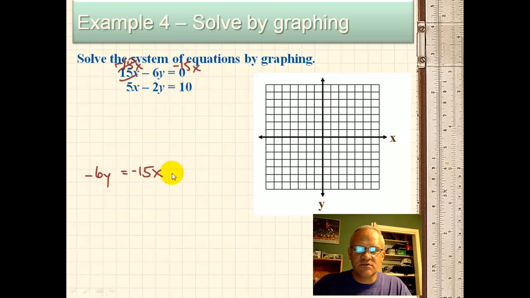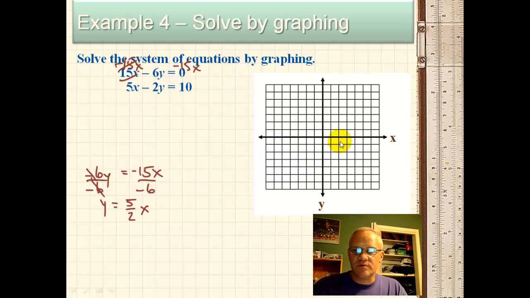Notice there's a 0 there. We don't have to write the plus 0. Divide by negative 6. So we have y equals negative divided by negative is positive 15 over 6, they both can be divided by 3. So that means we have 5 over 2 x, or 5 halves x.